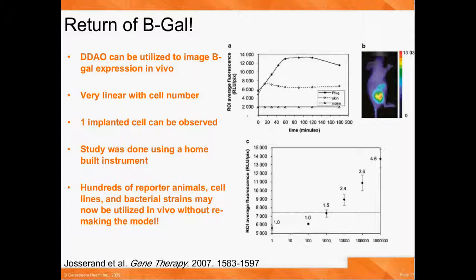However, Josserand et al. took advantage of DBAO galactose, which serves as a substrate for beta-gal and then becomes near-infrared fluorescent. They were able to detect really very few cells in vivo, and what this really means is that rather than recreating luciferase mice or GFP mice or new fluorescent protein mice, researchers can simply look back into the catalog of available beta-gal mice or beta-gal cell lines and immediately begin utilizing these in vivo.